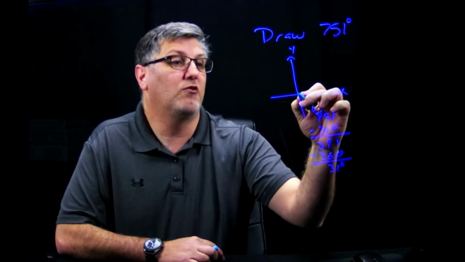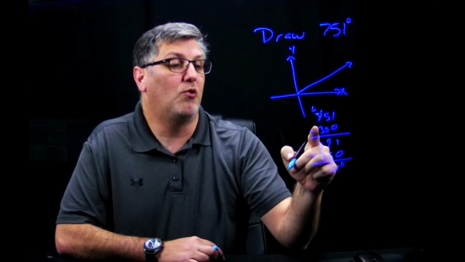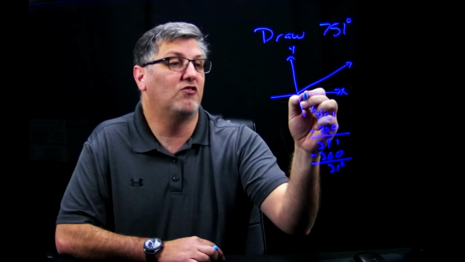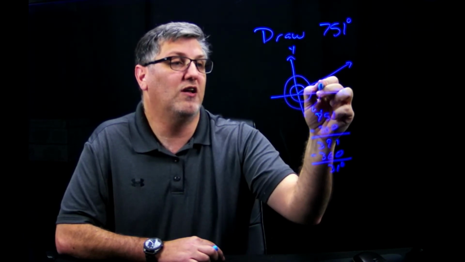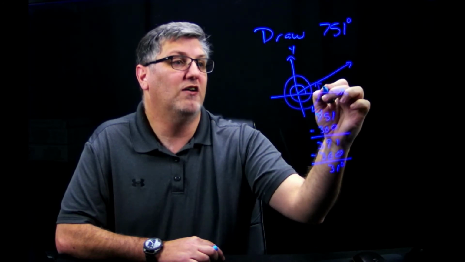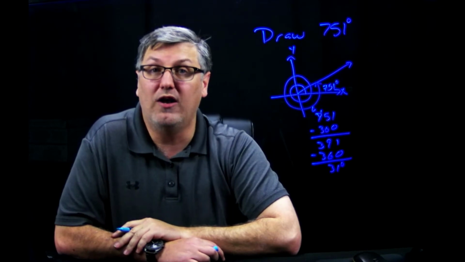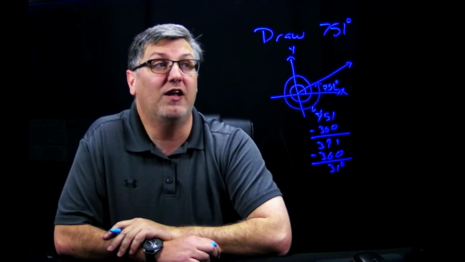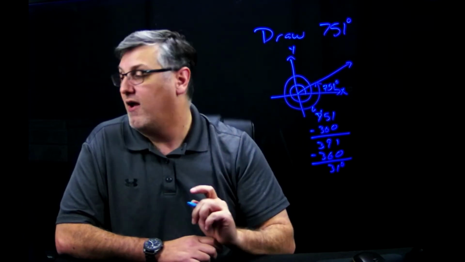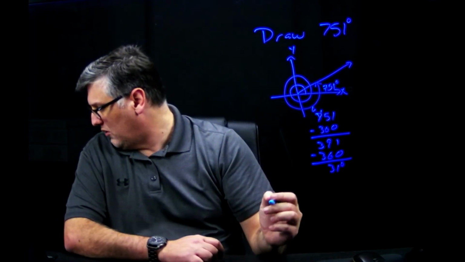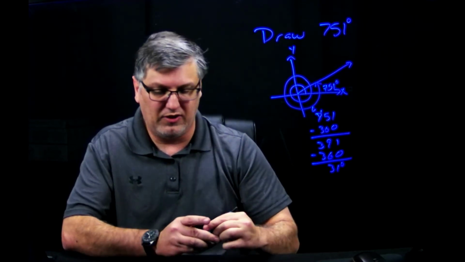Well, I know where 31 degrees is. That's somewhere right in there. Now, 360 degrees means I want 2 rotations and then an additional 31 degrees. So 2 rotations and my additional 31 degrees. And this is 751 degrees. That's how you would draw an angle in standard position that is greater than 360 degrees, just by adding the number of rotations.